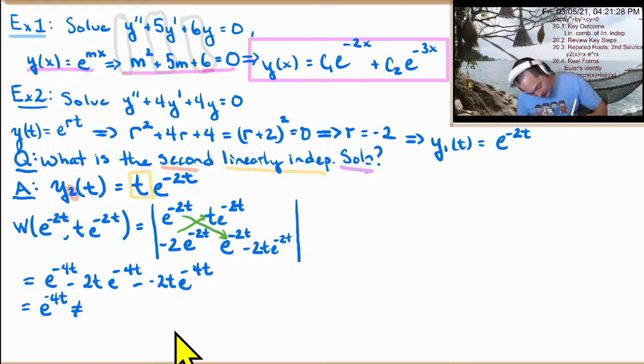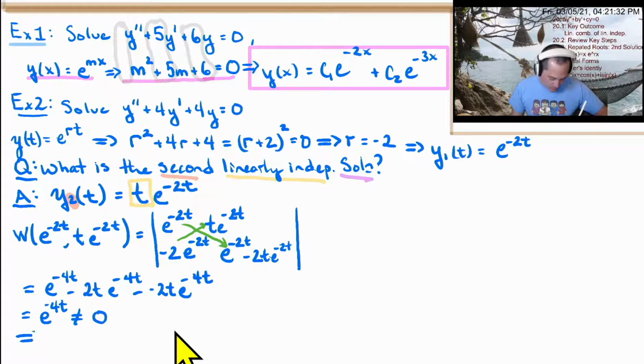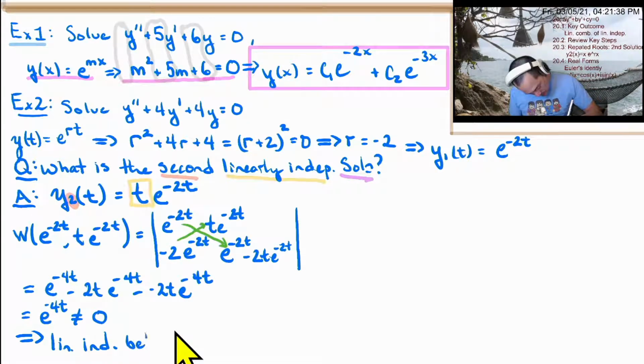And what is e^(-4t)? Never. It's never the number 0. Therefore, linear independence between y1 and y2 is established.